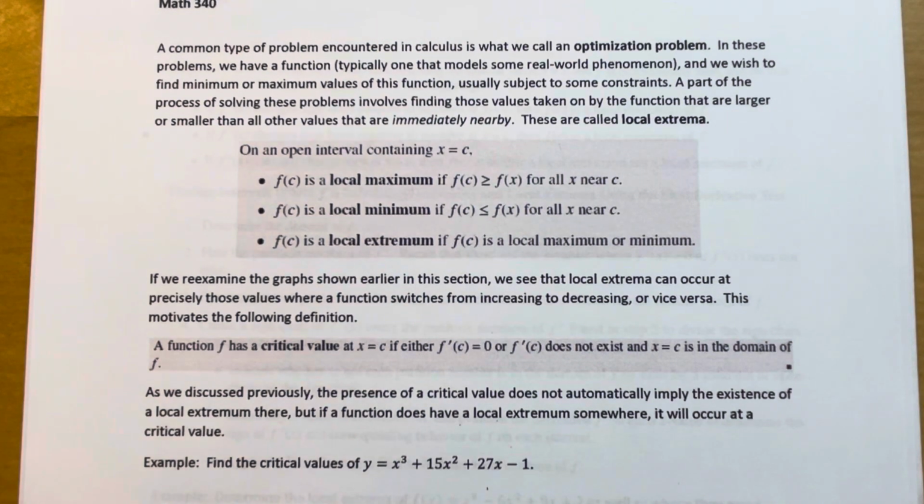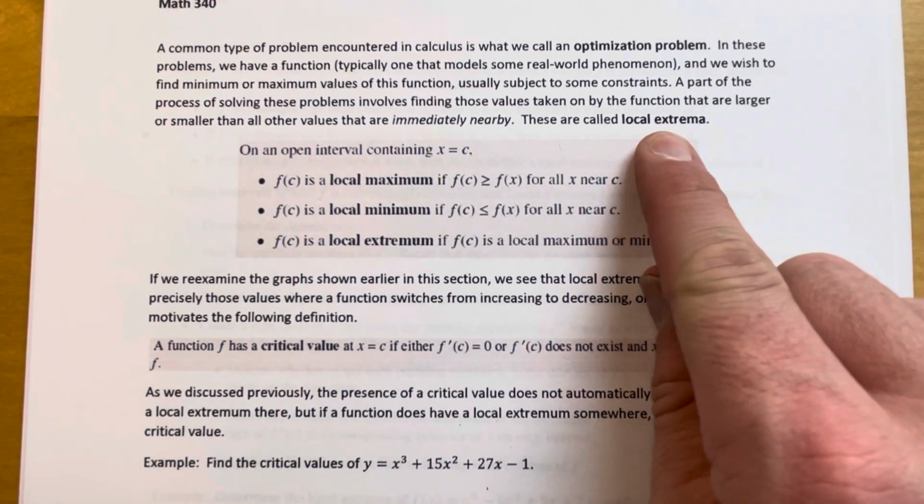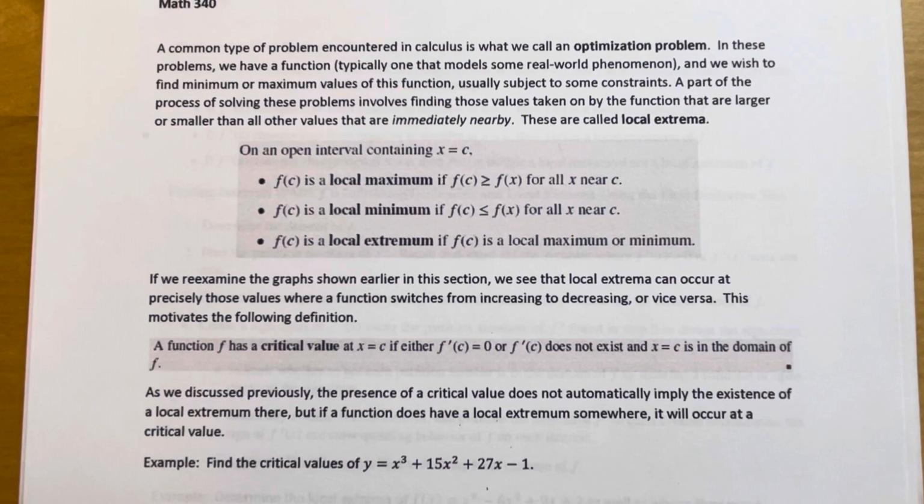There are a couple different kinds of maximum and minimum values. There are what we call local maximum or minimum values, and we're going to group that all together with a term that we call local extrema. And then there are what we call absolute maximum and minimum values. We're going to be sticking to the concept of local extrema in this section, but we'll deal with absolute extrema later in chapter 3. So how do we define these local extrema?